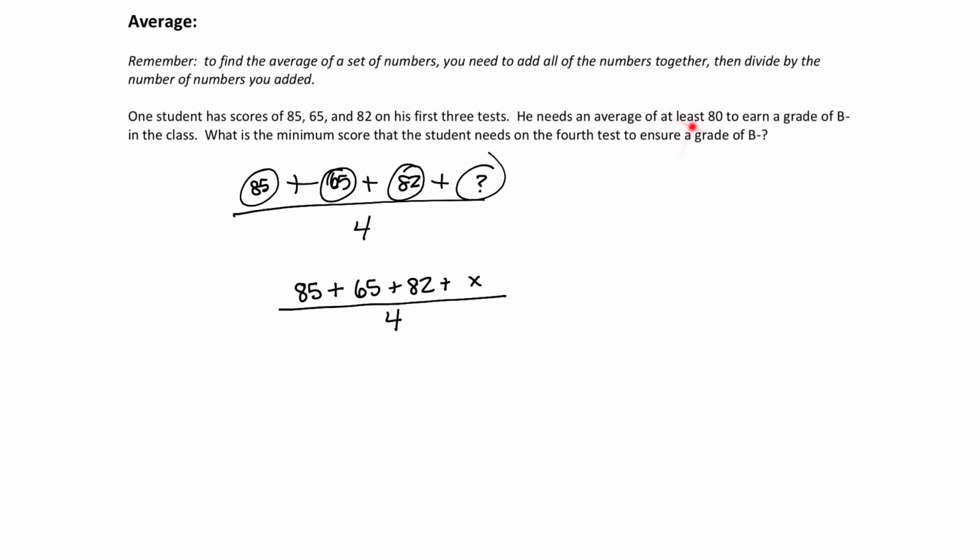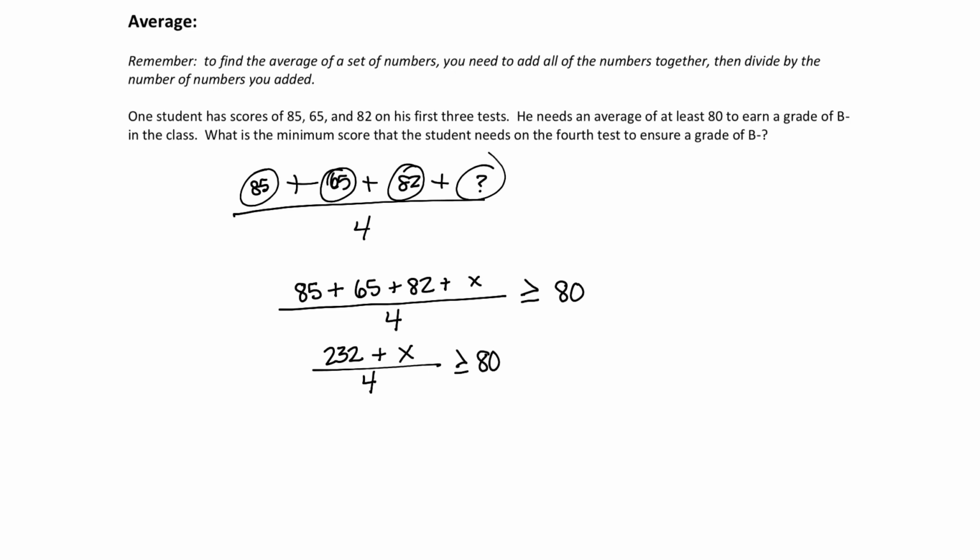And now you want it to be at least 80. So 80 is the lowest you can get, but then it can go up, right? So we're going to use greater than or equal to 80. 80 is okay, but bigger is better. To do this particular one now, I'm going to add these 3 up, and I get 232, add x, divided by 4 is greater than or equal to 80.